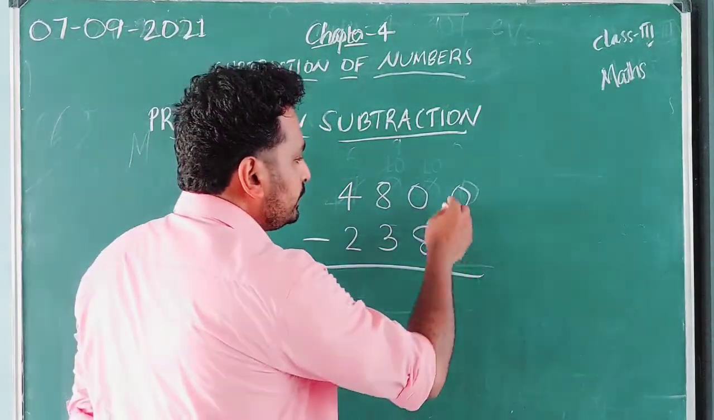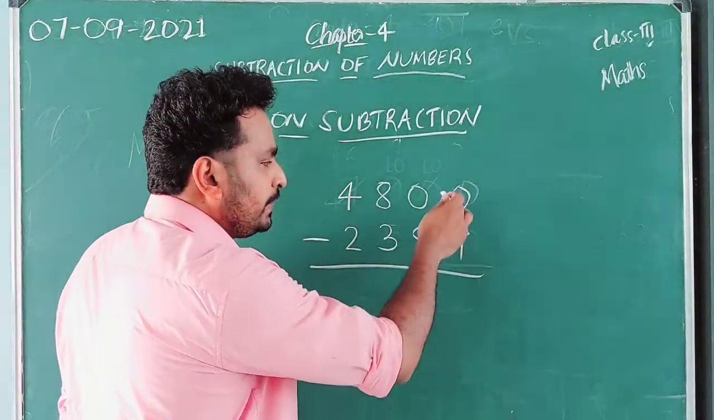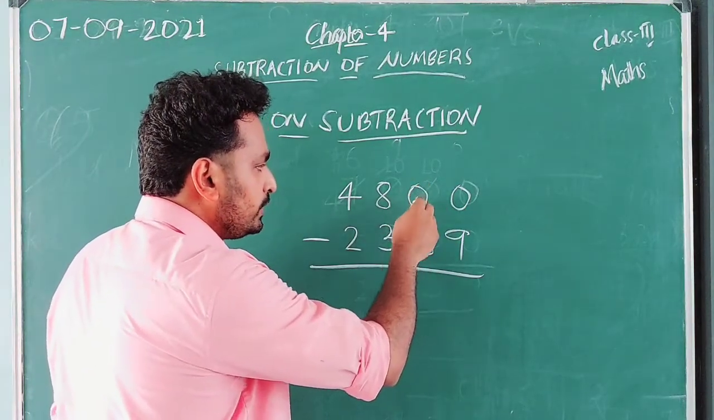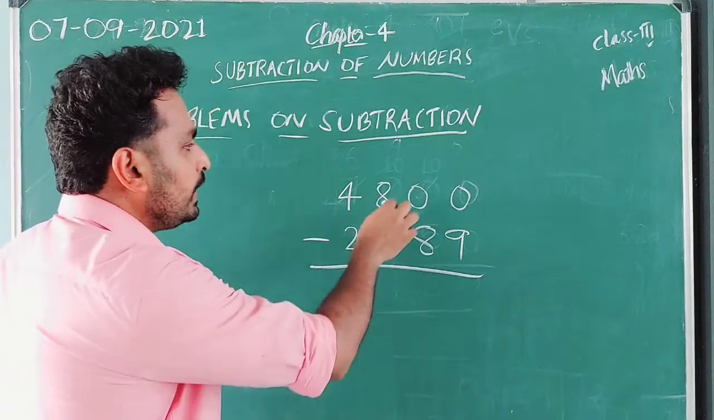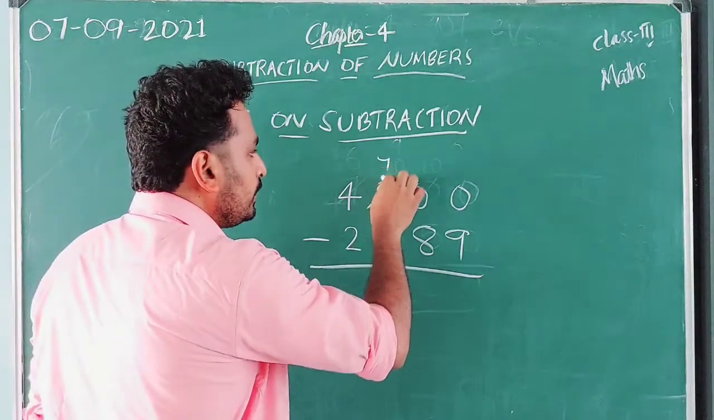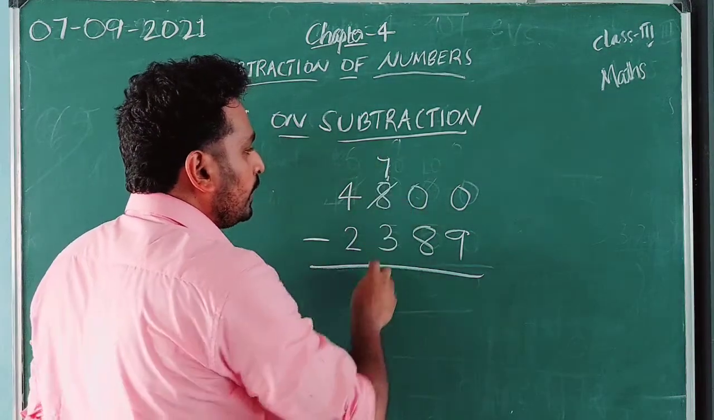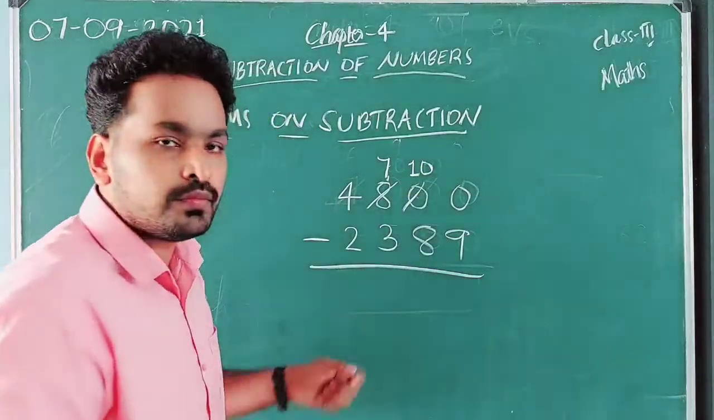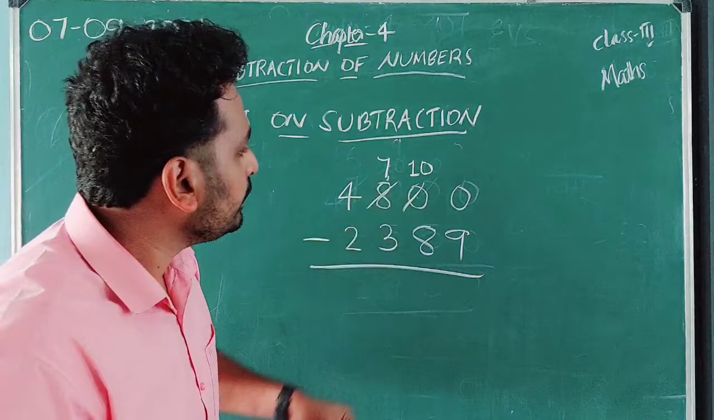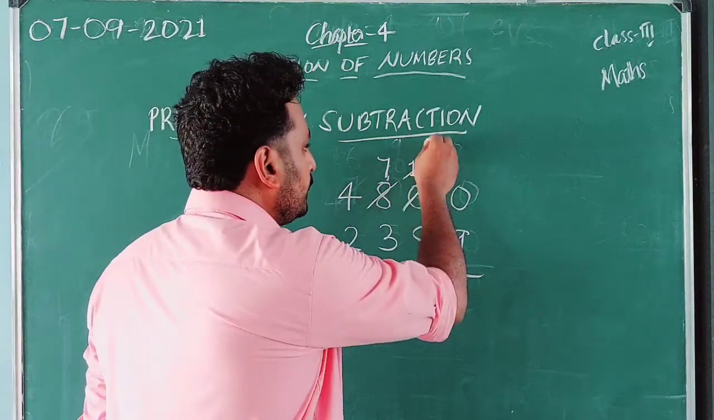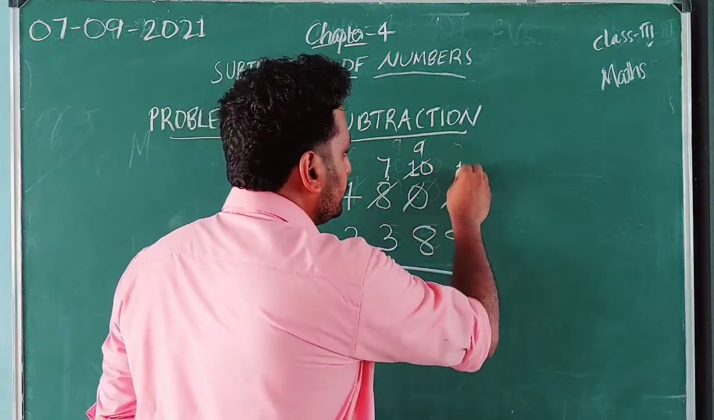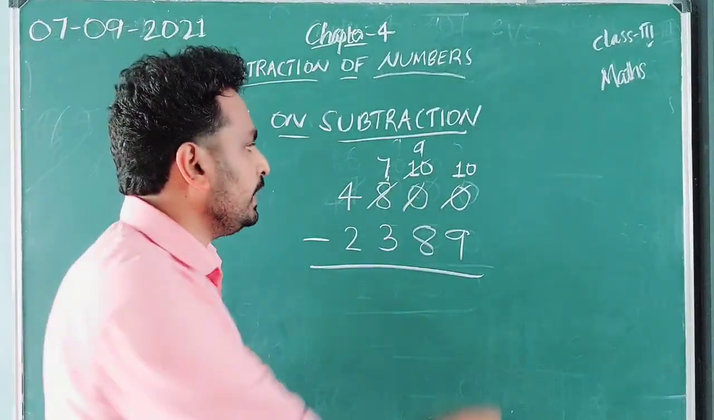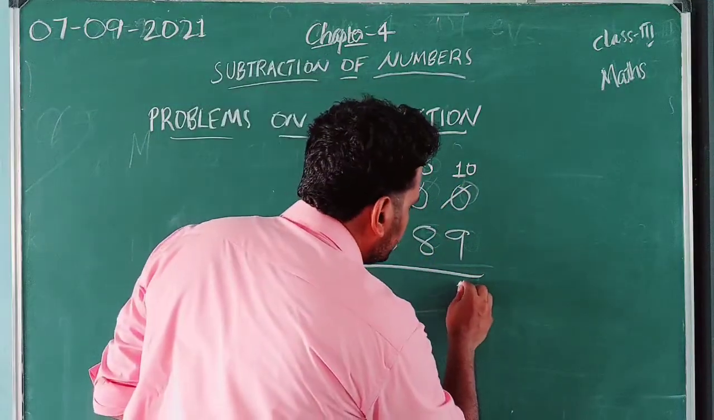Ones column first, 0 is there. 9 is bigger than 0. So let us cut and take 1 from tens column. Here also 0 is there. So let us move to the hundreds column. Cut 1 and take. So now this number is 10. Then cut 1 and take. So now this number will be 10. Then what is 10 minus 9? It is 1.